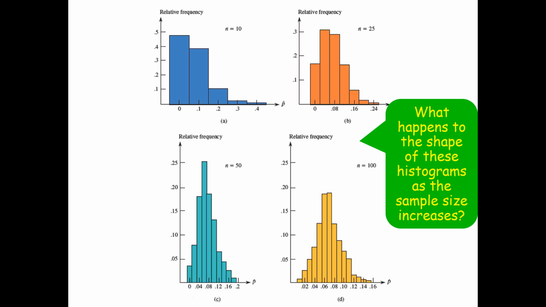And that's going to bring us to our third rule. When n is large and p is not too near 0 or 1, the sampling distribution of p hat is approximately normal. Notice that as our sample size increases, our histograms look more and more normally approximated.